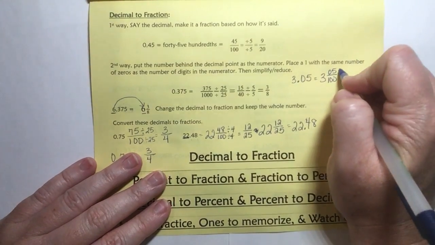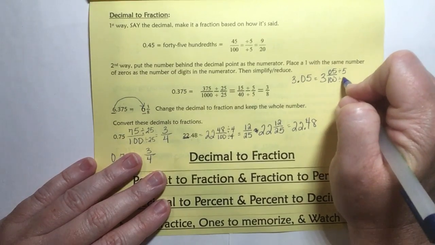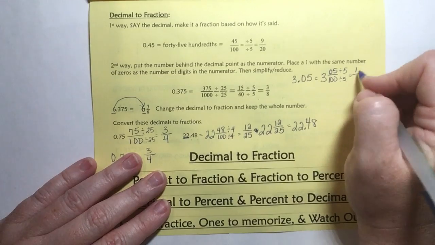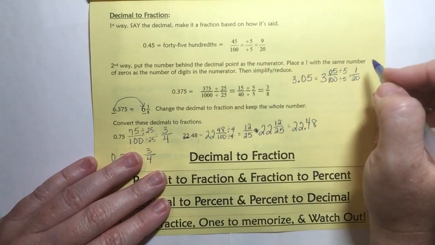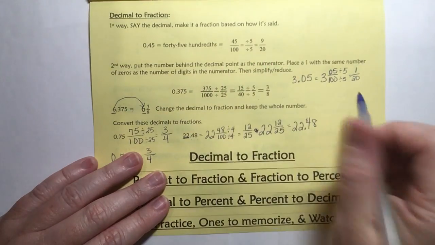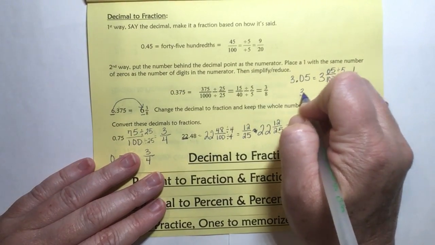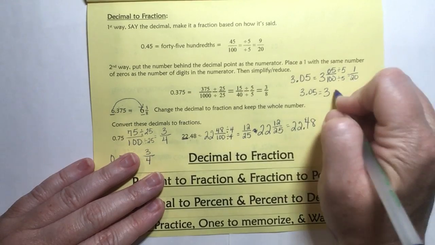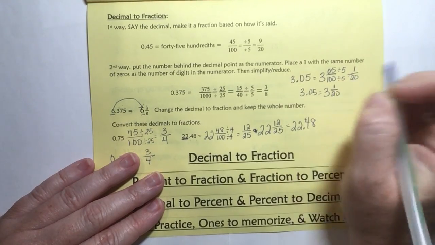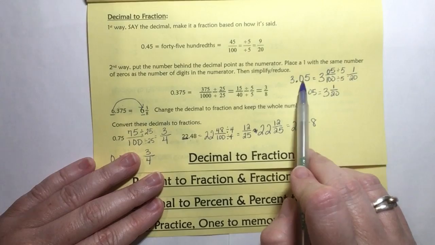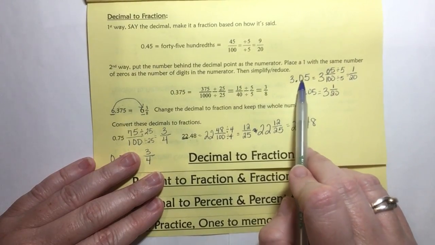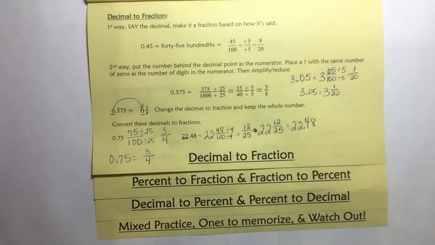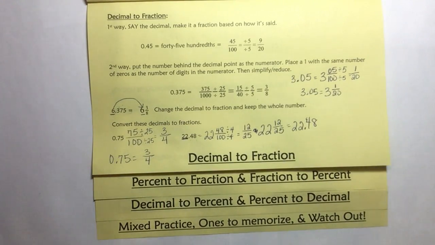So when we simplify this by 5, 5 divided by 5 is 1, and 100 divided by 5 is 20, right? $20 bills, right? 20, 40, 60, 80, 100, so 5. So that's going to be 3 and 5/100ths is equivalent to 3 and 1/20. So I just wanted to point out that if you have zeros, you still have to make sure you count those when you put them as your fraction. Okay, so that's decimal to fraction.